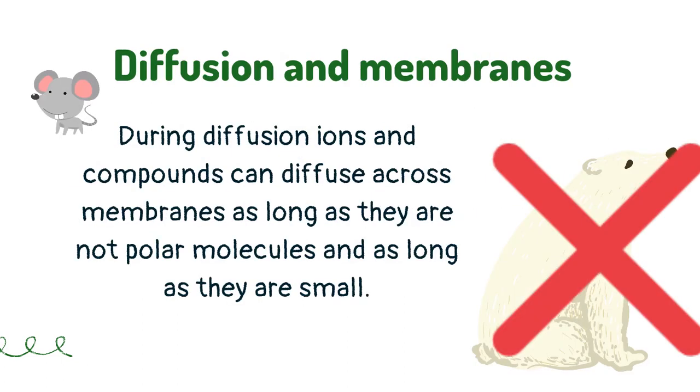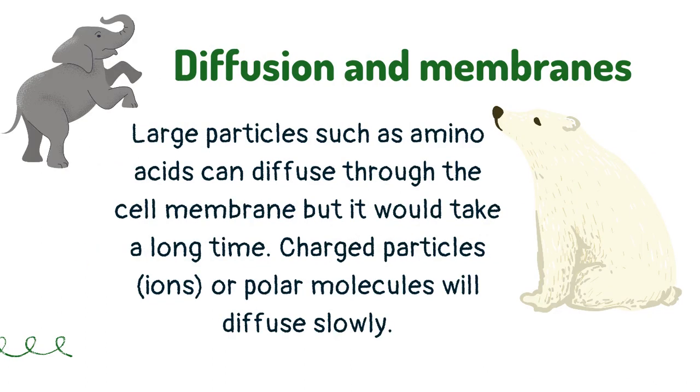During diffusion, ions and compounds can diffuse across membranes as long as they are not polar molecules and as long as they are small. Large particles such as amino acids can diffuse through the cell membrane, but it would take a long time. Charged particles, ions, or polar molecules will diffuse slowly. This is because these molecules are water-soluble and the center of the cell membrane is hydrophobic.